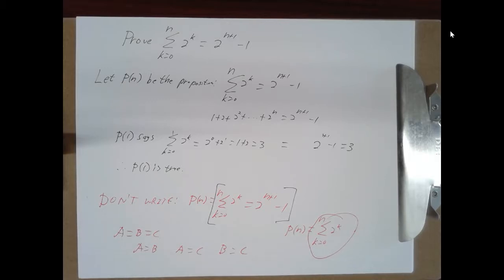Yeah? If you were in a hurry, could you just say let P of n be? The prop will work. Okay. 7 letters. That'll work.